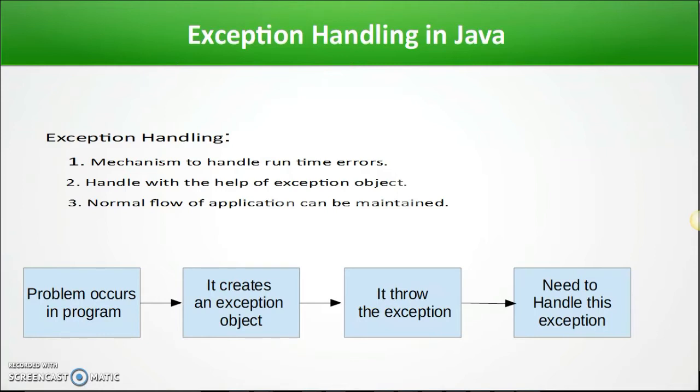Each and every time an exception arises, we need the exception object to handle it. Here you can see a pictorial representation. For example, whenever you execute a program, let's suppose it has thousands of lines of code. After executing a few hundred lines, a problem occurs in your program, which means an exception will occur. Whenever an exception occurs in your program, it creates an exception object and throws the exception.